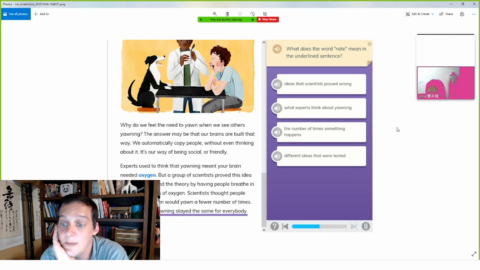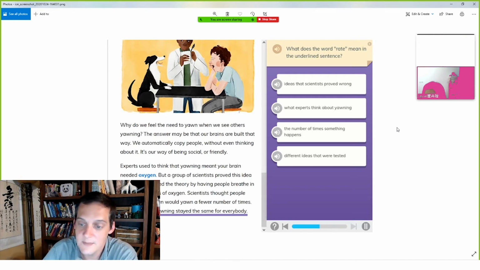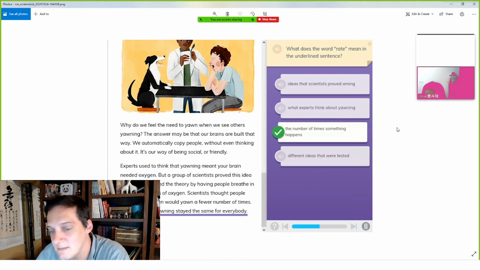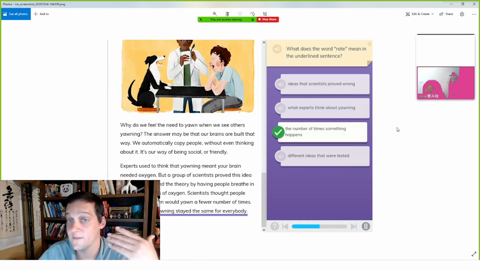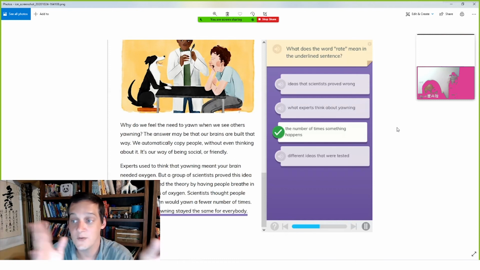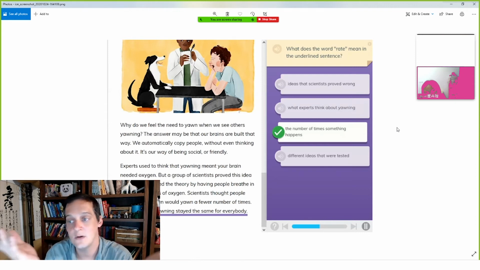That's the right answer: the number of times something happens. So when you do something 3 times, then another person does something 5 times or 7 times. When the rate stays the same, that means in all of the tests that they did, the results were all still the same. Even though some people had more oxygen, some people had less oxygen, they still all yawned the same number of times. Nobody yawned more because they had more or less oxygen.